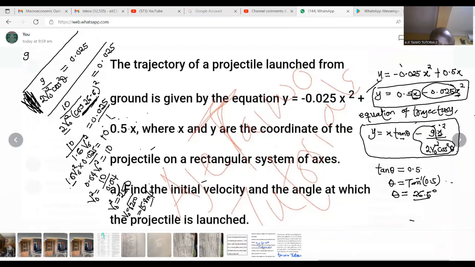So let's see. Now, what did they ask us to do? What's question A they asked us to do? Find the initial velocity. That's v naught. We have gotten it as 15.8 meters per second. And the angle at which the projectile is launched? At what angle is it launched? 26.6 degrees. Was that all they asked us? That was all, sir. Okay, so we can move to the next question.